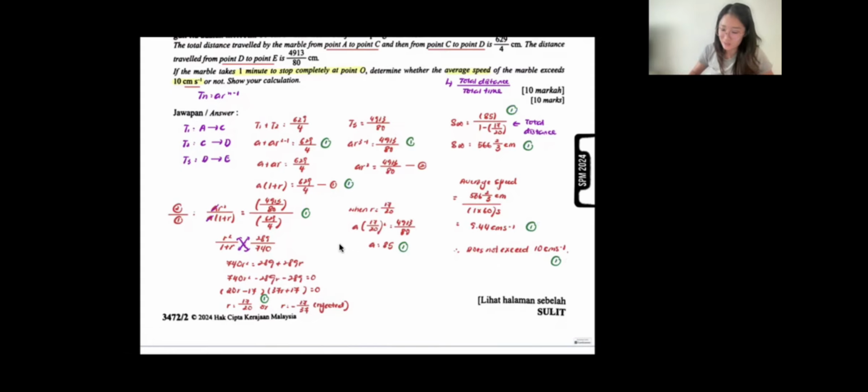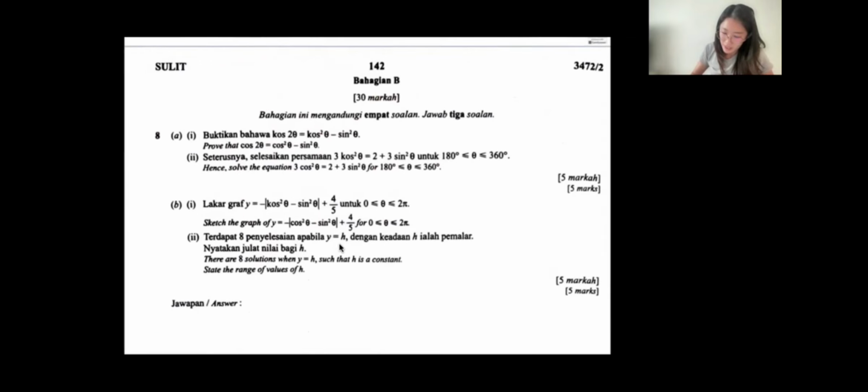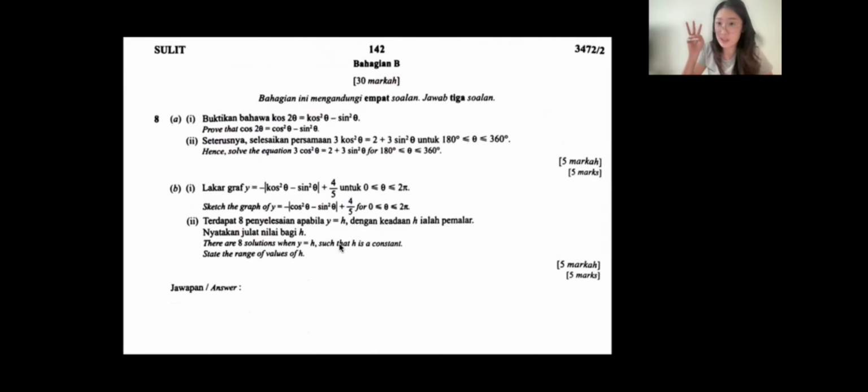So that's the end of Bahagian A. Next one, Bahagian B. There are 4 questions here, you have to answer 3 in the exam. So choose wisely, answer 3 only. Take the additional time to double check your answer instead of doing one more question, unless you have a lot of time left, then maybe you can try.